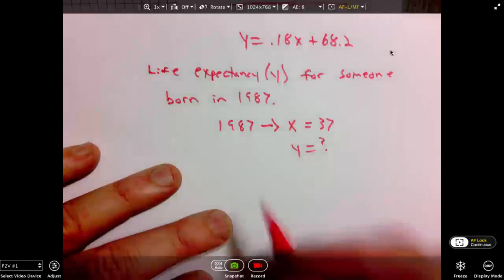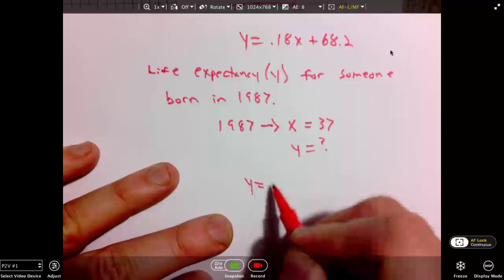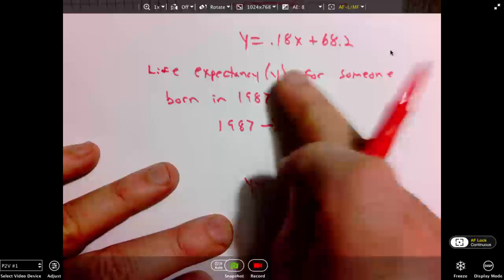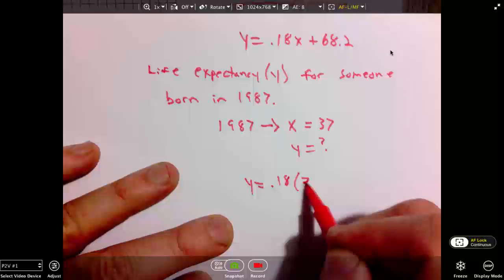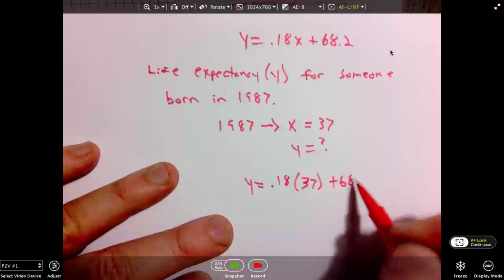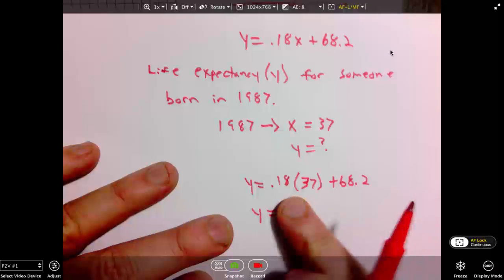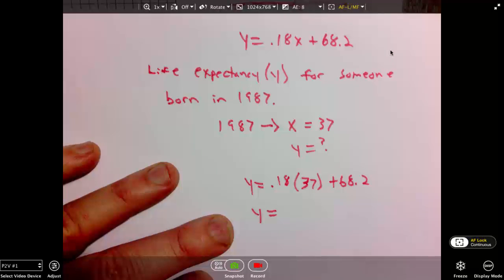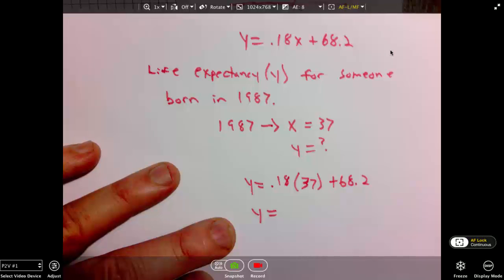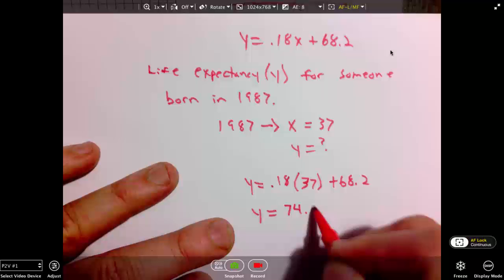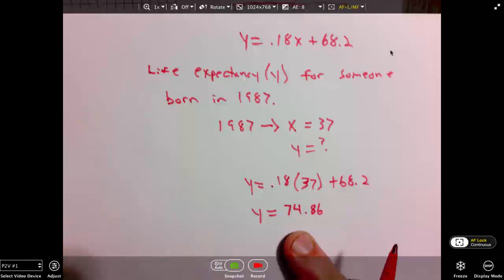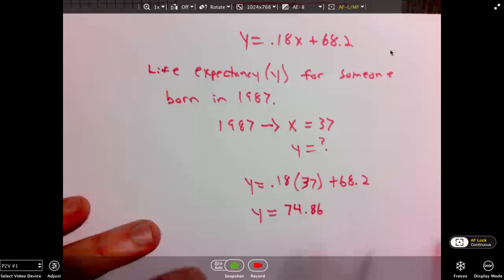All right, we will substitute into our equation. Y equals 0.18. Instead of X, we want 37, plus 68.2. Okay. Multiplying 0.18 times 37. That's 6.66 plus 68.2 is 74.86. Alright, so we're predicting a little bit less than 75.